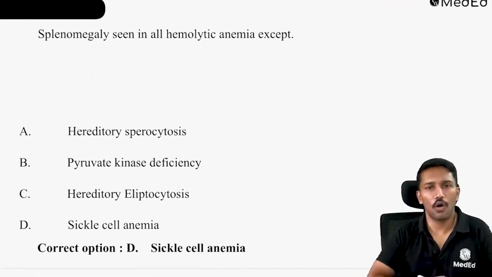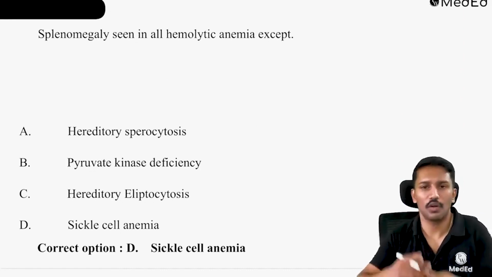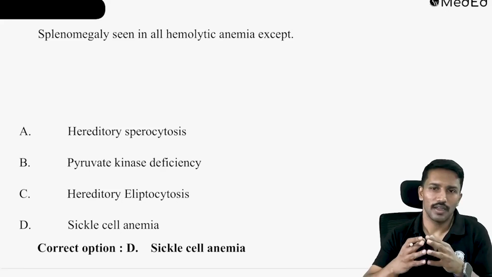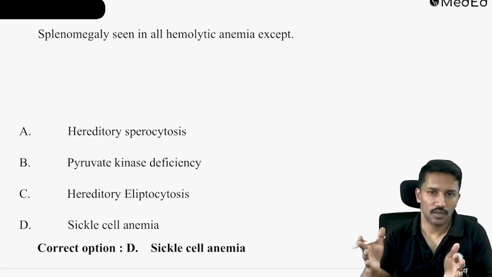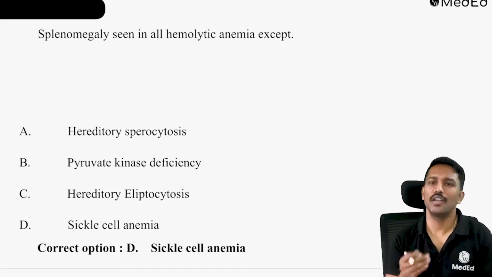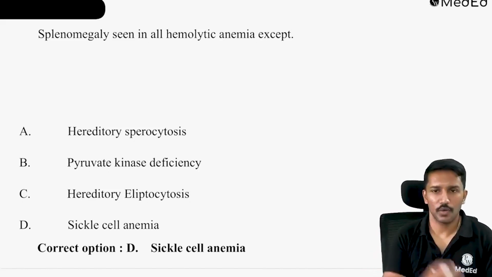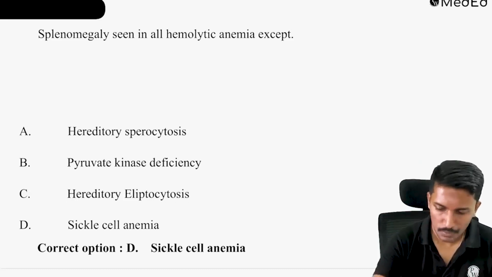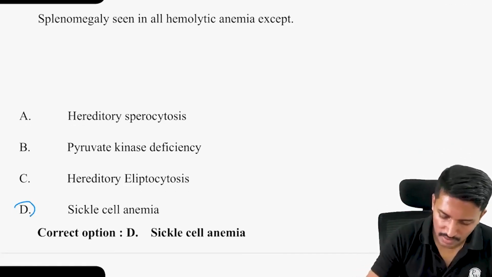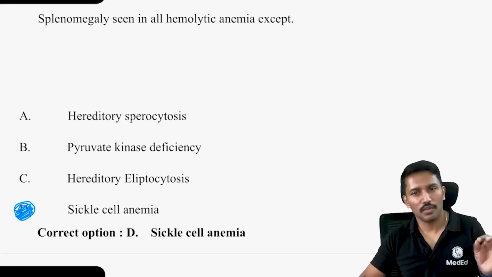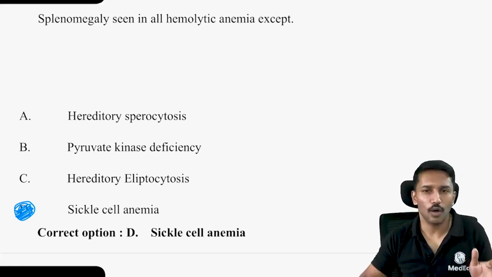Splenomegaly is seen in all hemolytic anemias except, see, normally hemolysis can be divided into intravascular and extravascular hemolysis, right? Extravascular hemolysis comprises the conditions where there will be splenomegaly, generally speaking, because the spleen is the site of destruction of RBCs. But sickle cell anemia is a condition where initially you may have splenomegaly, but the spleen also gets damaged, and we call it autosplenectomy.